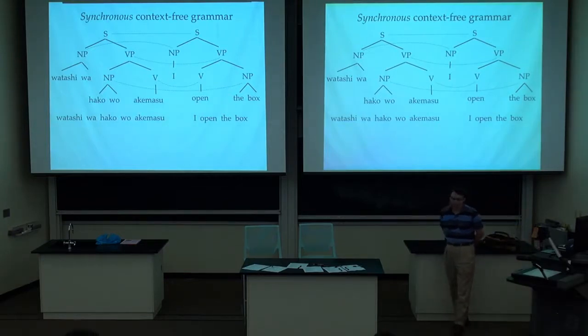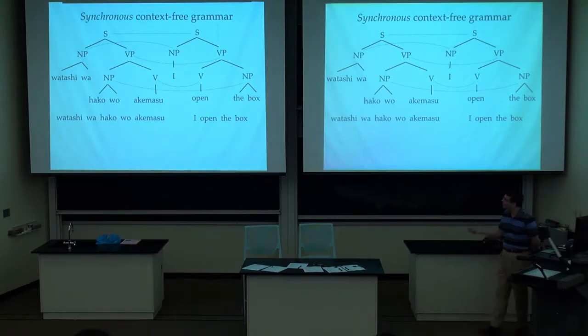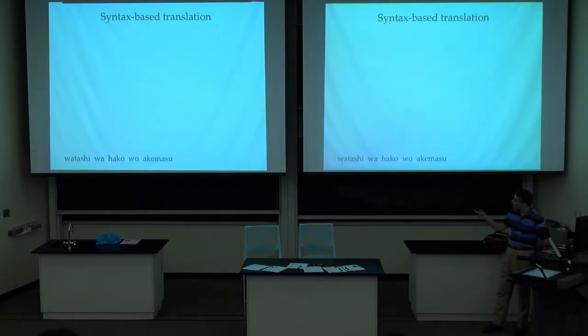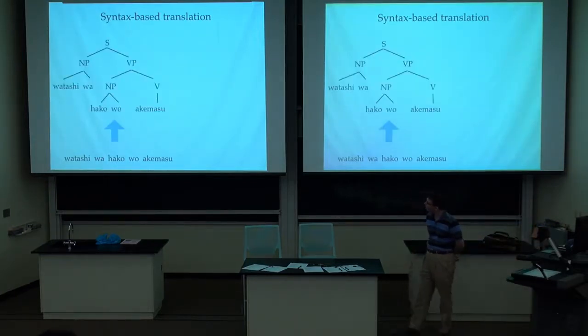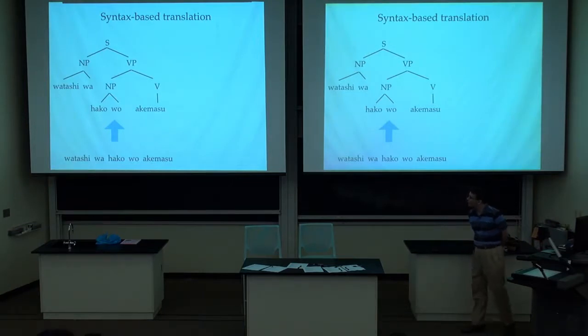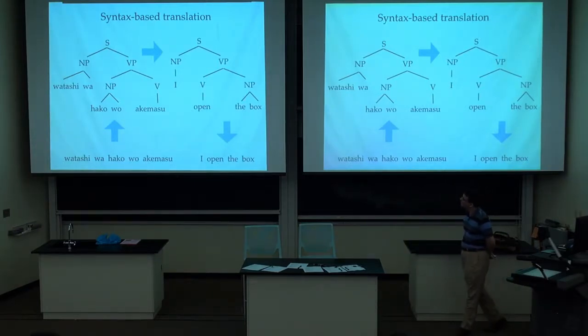So a nice thing about this model is that you can then turn the problem of translation into a parsing problem. So given a Japanese string like this, I first parse it to some tree representation of syntax, and then I get out the isomorphic English tree and the isomorphic English string.